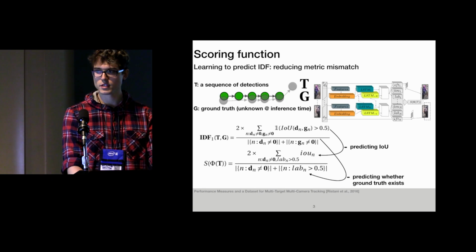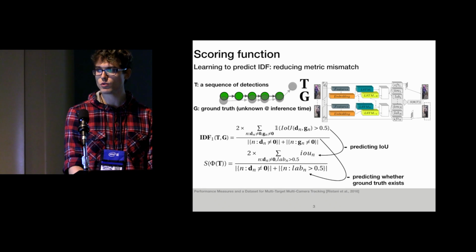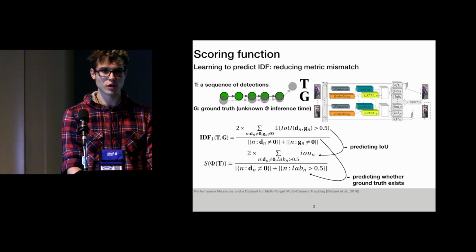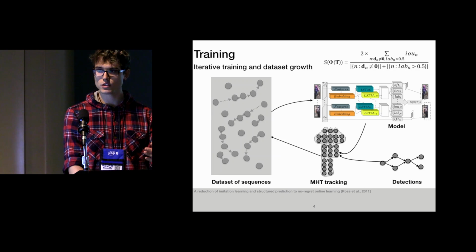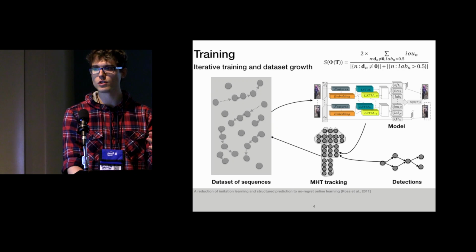And we do that with a single layer bidirectional LSTM, which for every frame in a sequence predicts this intersection of union and whether the ground truth exists, which allows us to compute the approximation of the IDF metric, thus reducing the metric mismatch.